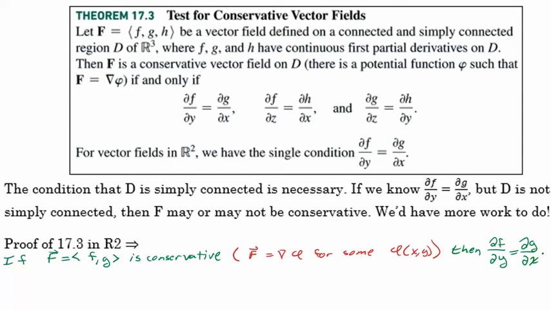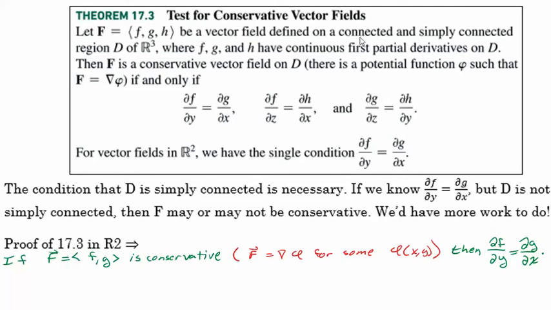All right, in this video what we want to do is do part of the proof of this 17.3 test for conservative vector field. So this is from your book, and here it says let F, which is a vector field, equal FGH. So this is in R3. We're just going to do the proof in R2. So instead of capital F equaling FGH, capital F is just going to equal FG. It's going to be in R2, okay?